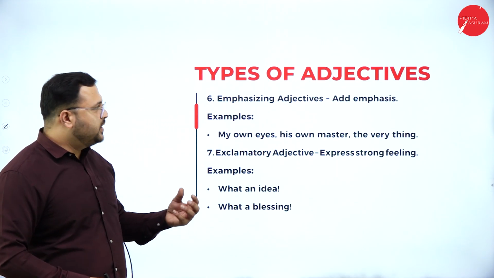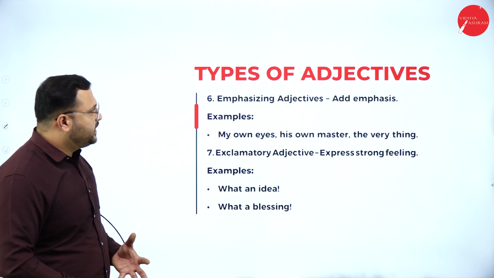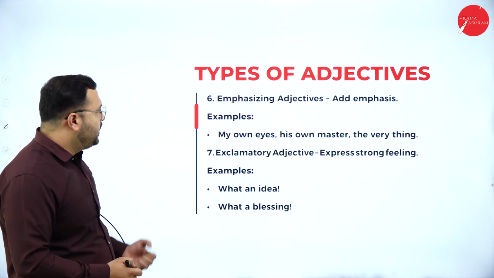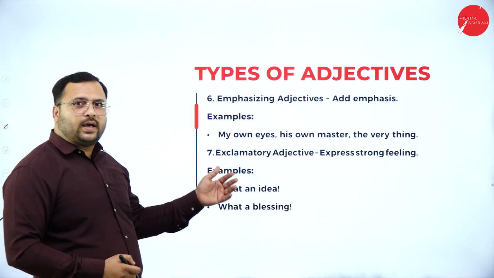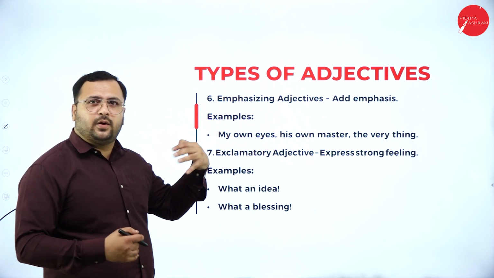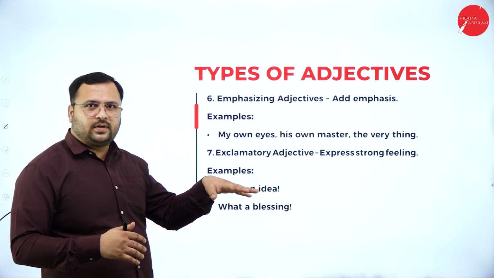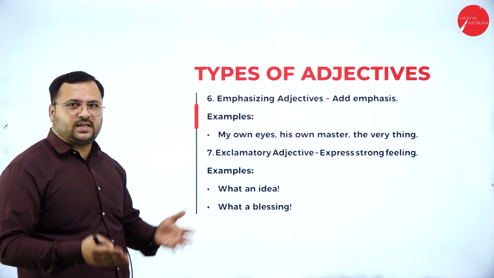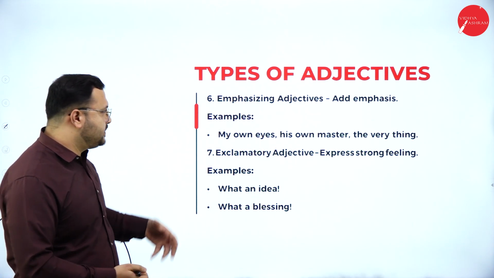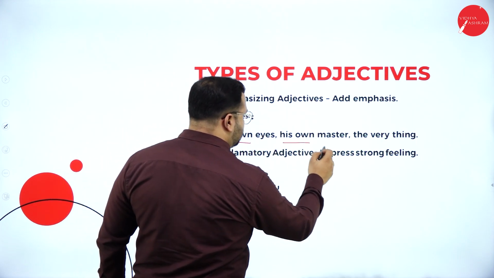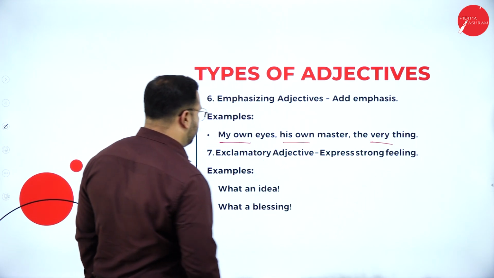And one more is emphasizing adjectives. They add emphasis to the words, nouns and pronouns. Example, my own eyes. I saw that incident with my own eyes. I saw it with my eyes. Normal sentence. When you emphasize it, with my own eyes. So, my own eyes, his own, master, the very thing.